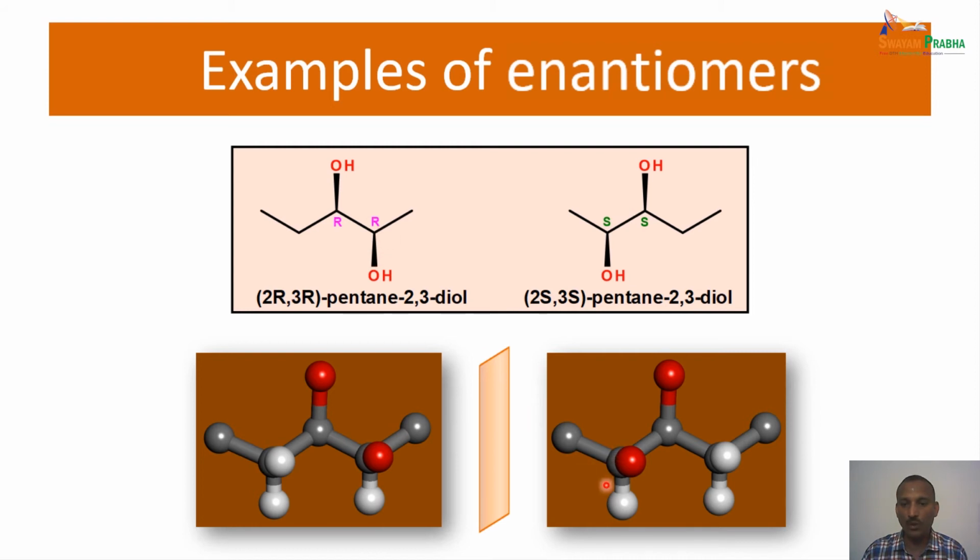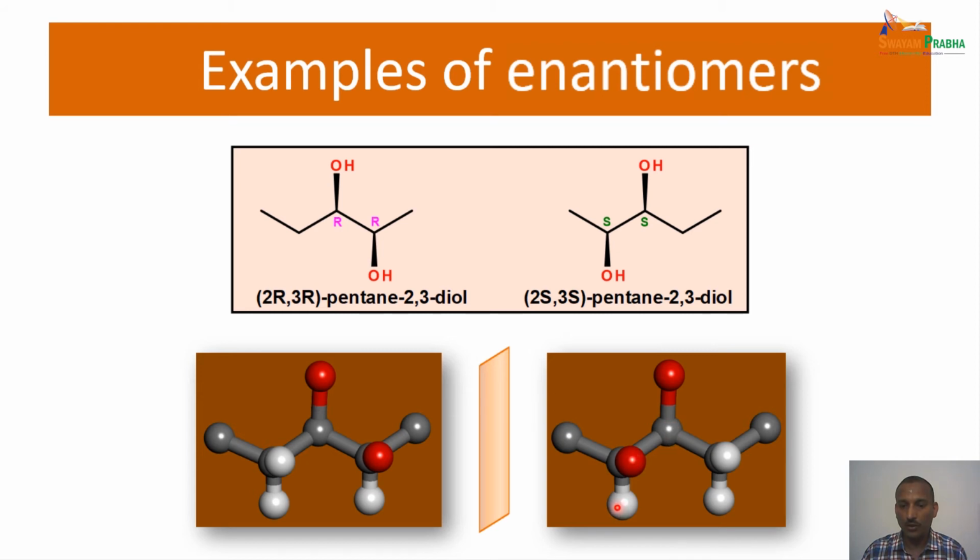And if you go to this one, we will again assign R or S for this central stereogenic center. Here again the oxygen is pointing towards the observer. Now the second priority group is on the right, the one with the oxygen. This carbon has hydrogen, so this will get the third number, and this will get the second number.